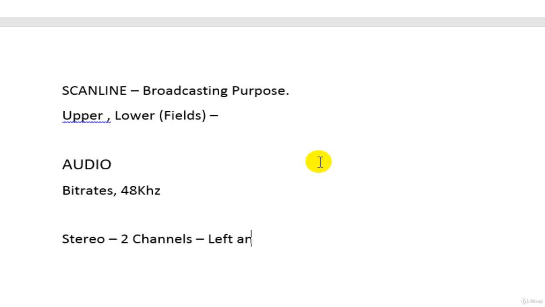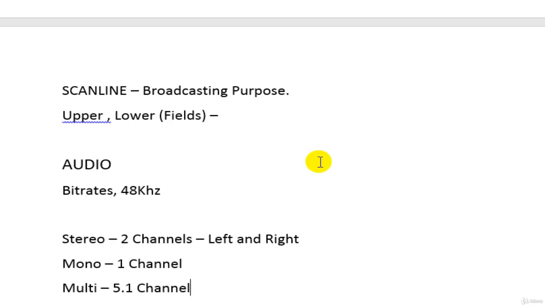One would be left and the other would be right. It can also be a mono channel, which would have only a single channel, and it can also be a multi-channel, which would have 5.1 channels. So basically, stereo means two channels, so it would have the audio information on the left channel as well as on the right channel. Mono means only one channel, so it would have the audio data on only one channel.